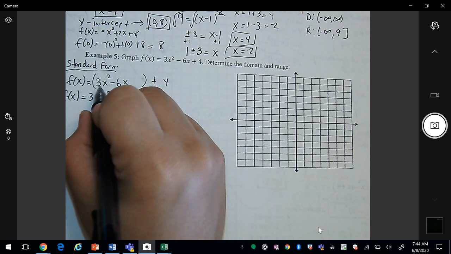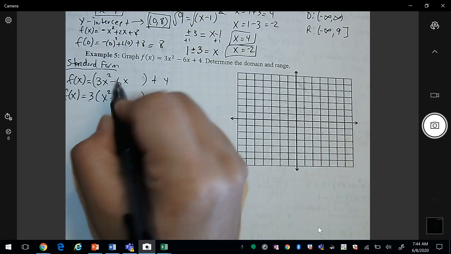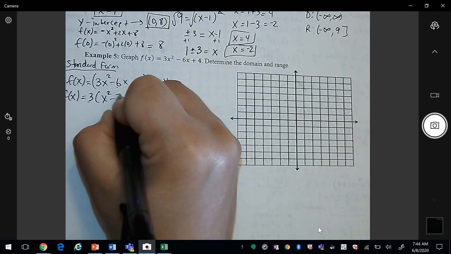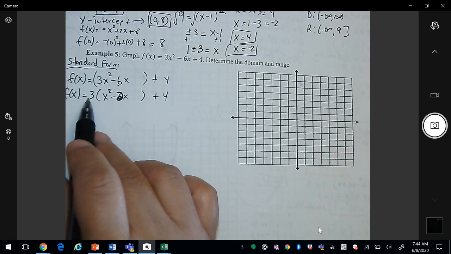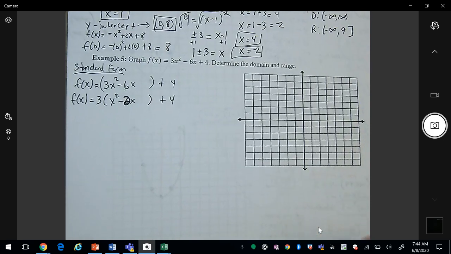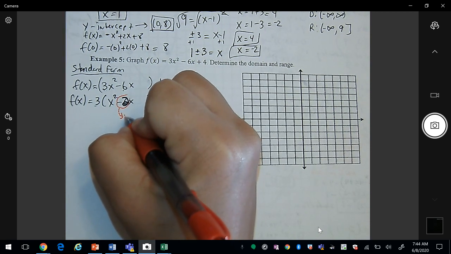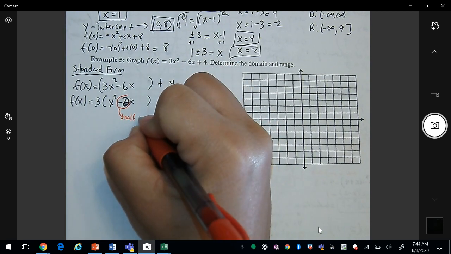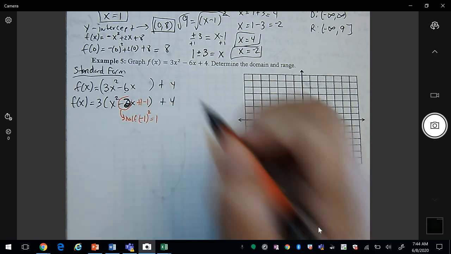So if I take a 3 out of here, I get 3x squared. And if I factor out a 3 from 6, then I get 2. So you can see that 3 times x squared is 3x squared, and 3 times negative 2x is negative 6x. Now we can take half of this number. So half is negative 1, and then we can square it, which is 1. So I'm going to add 1 and subtract 1.